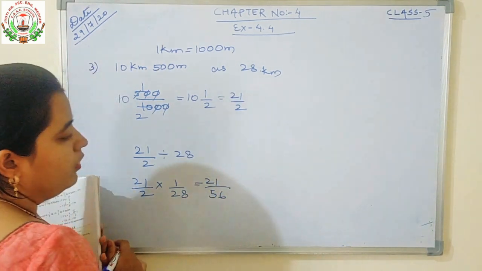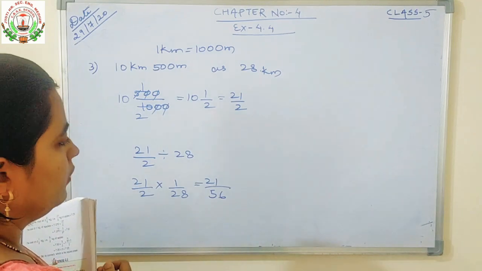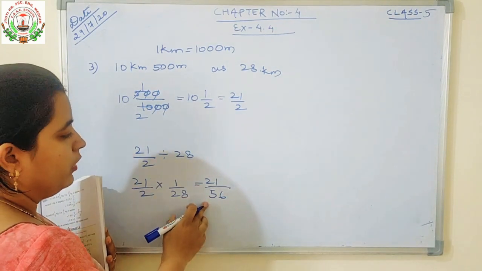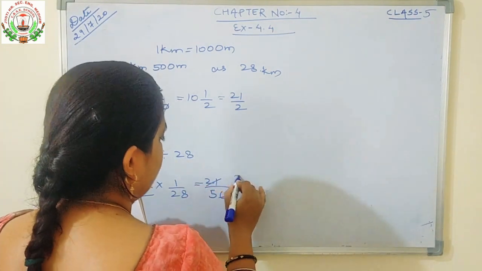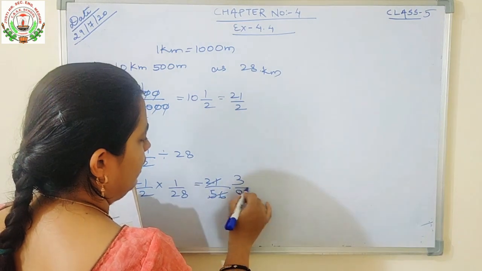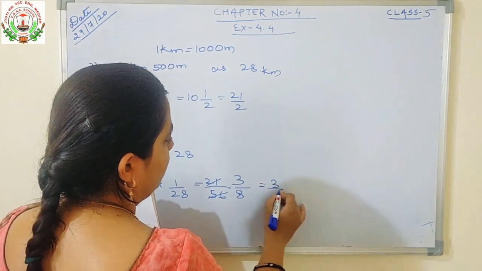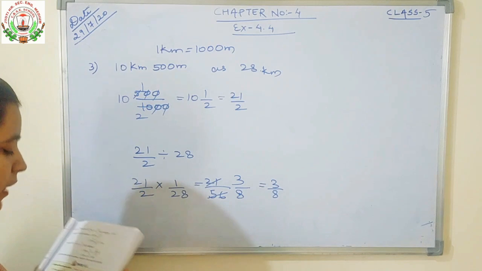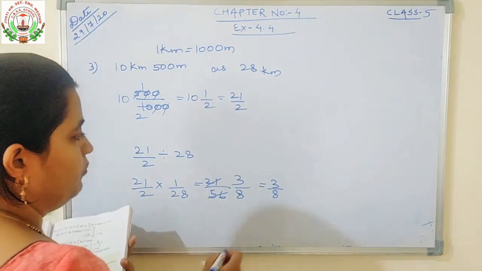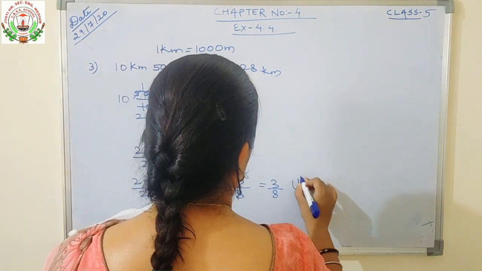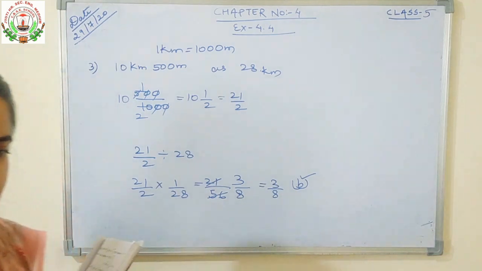56. Now we will find one table that divides both. Okay, so 7 3s are 21, 7 8s are 56. So what is our answer? Our answer is 3 by 8, which is given in option number B. So you will take option number B.